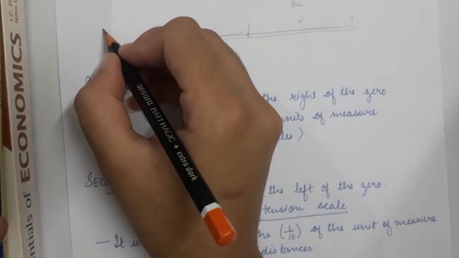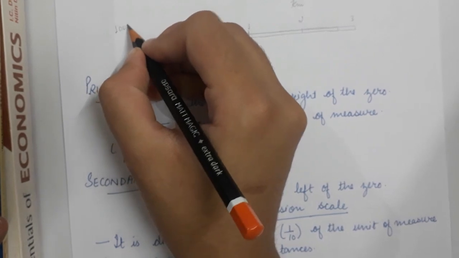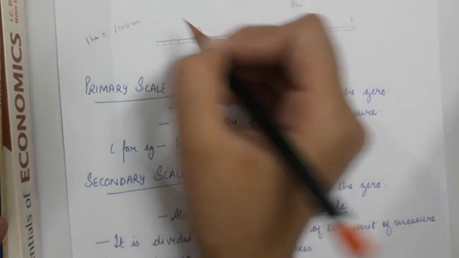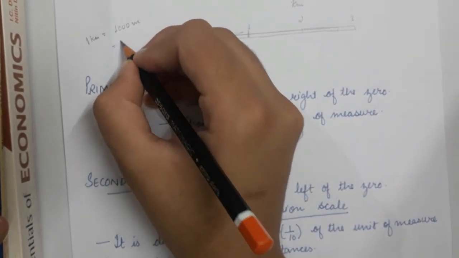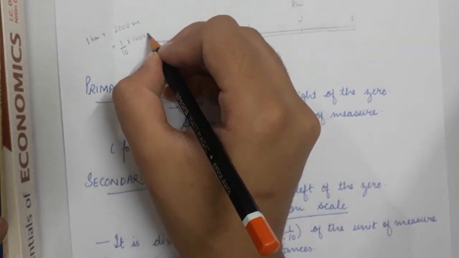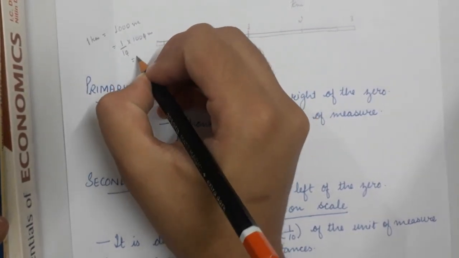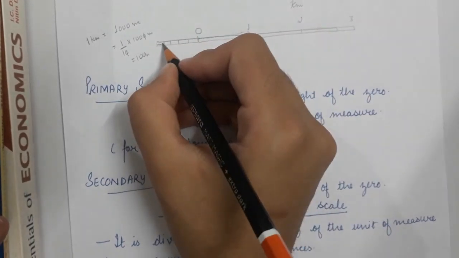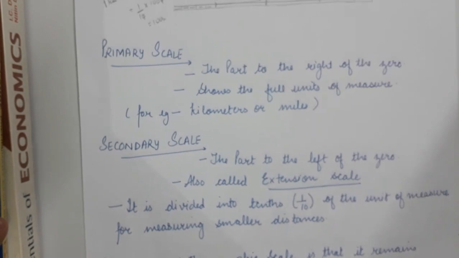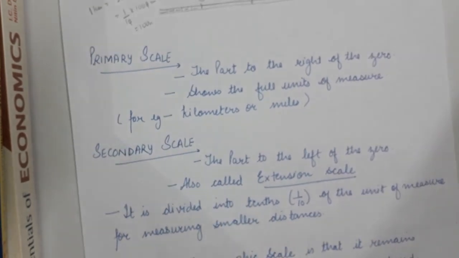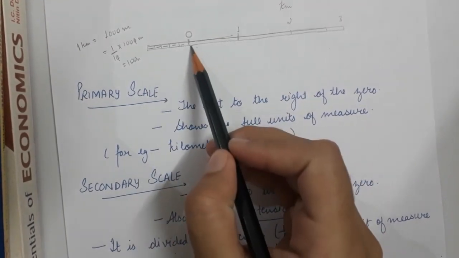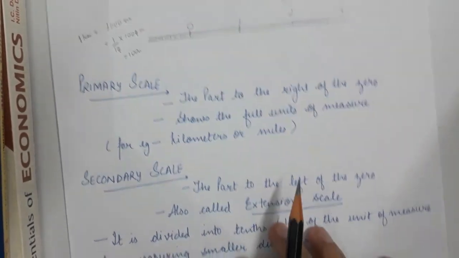1 kilometer is equal to how many meters? 1000. 1 kilometer is equal to 1000 meters. So this will be 1/10 part, which means 1 upon 10 into 1000, this will be 100 meters. This scale will have marks of 100 meters. Why it is done, and what each part is called, we will be discussing.